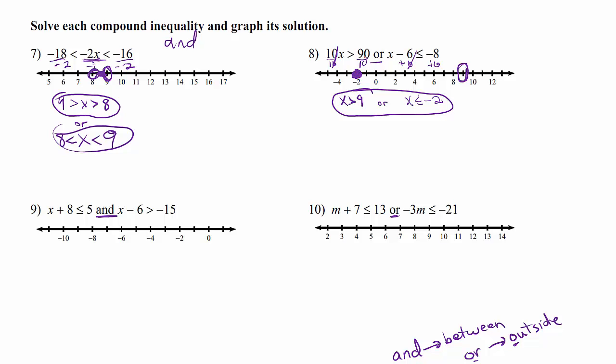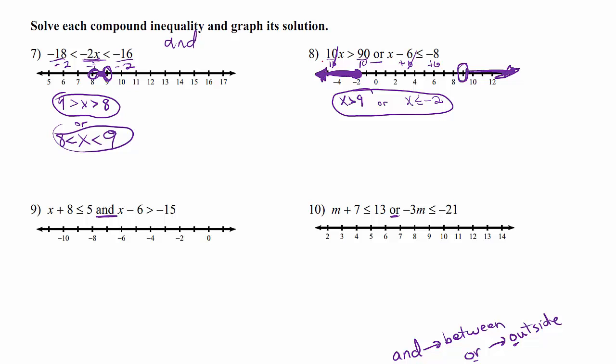And then as far as shading goes, since it's an or, we know that we should shade out. But also the inequalities tell us if we shade bigger than 9, that's to the right of 9. And then if we shade less than or equal to -2, that's to the left. So whether we can say, oh, it's an or, so it's out, or whether we look at the inequalities, either way we should be able to come up with which way to shade.